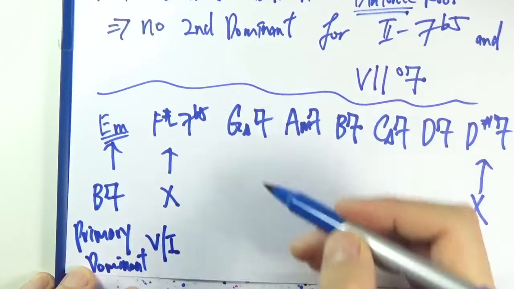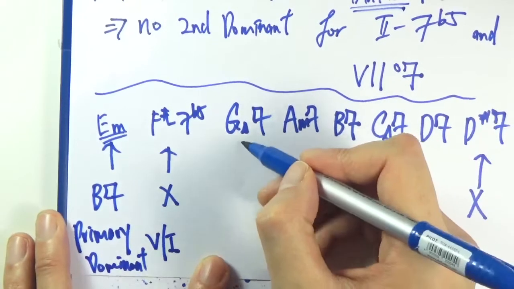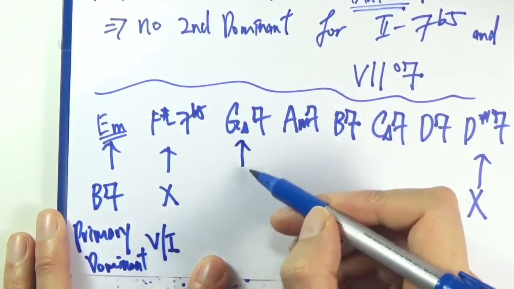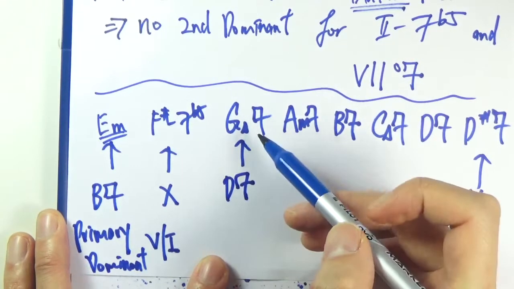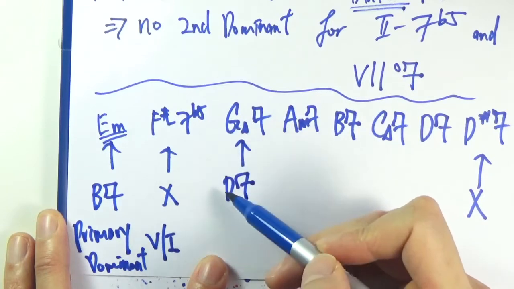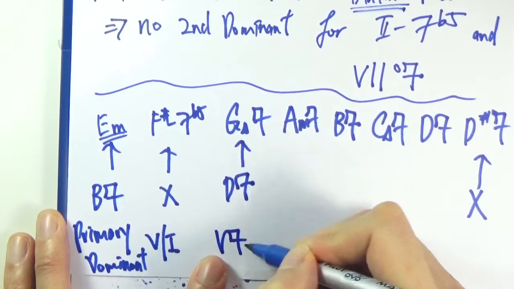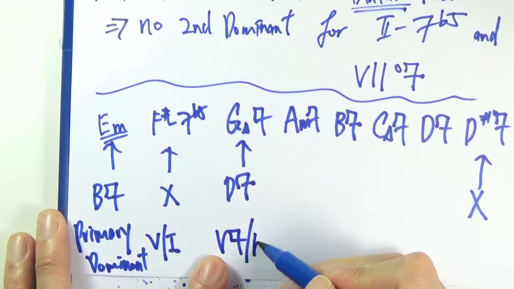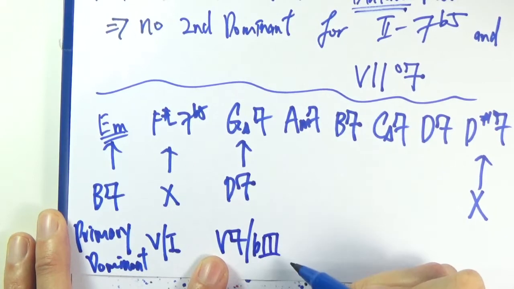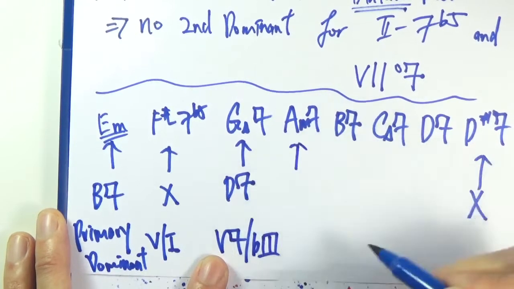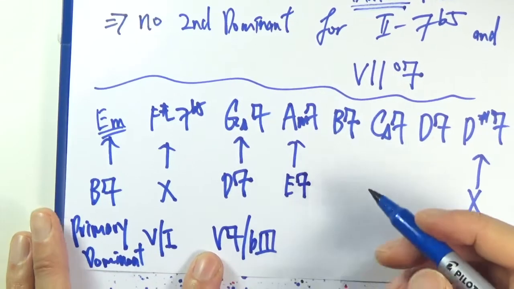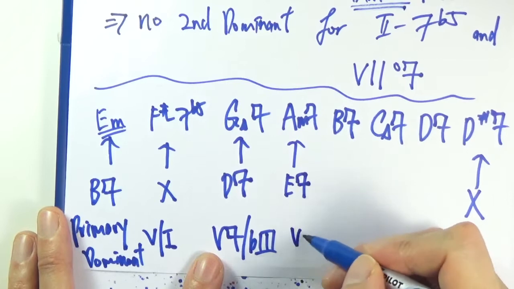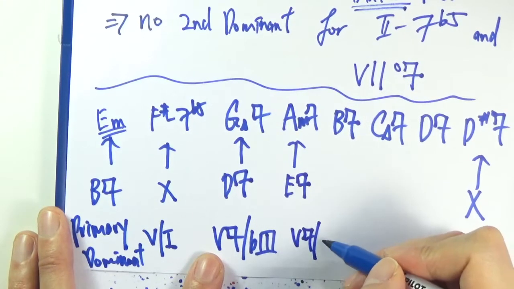All right, G major 7th. Let's find a 5 chord for G major 7th. That should be D 7th. All you have to do is go up a 5th, G A B C D. So we call it a 5/7 of flat 3. A minor 7th. The 5 chord would be an E dominant 7th, and that's a 5/7 of 4.